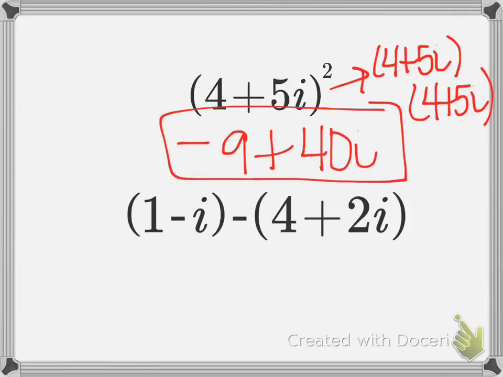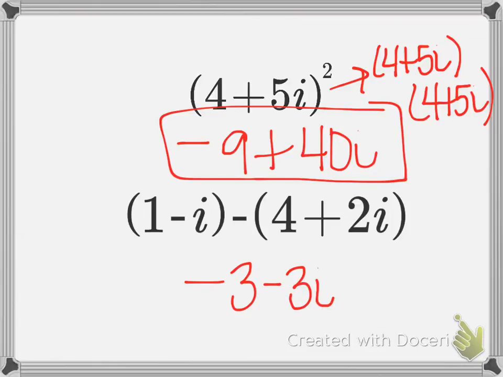Same idea with this second example. I can type that exactly how it looks on the screen into my calculator screen. I don't need i part for this because it doesn't have any powers. So I'm typing 1 minus i in parentheses and then subtracting, again in parentheses, 4 plus 2i. And I get negative 3 minus 3i.